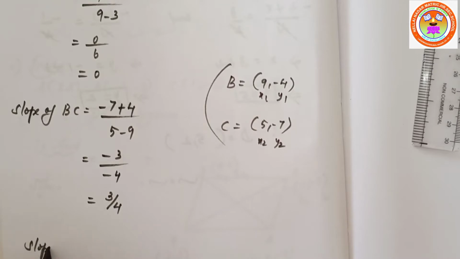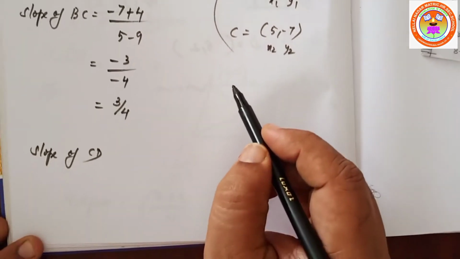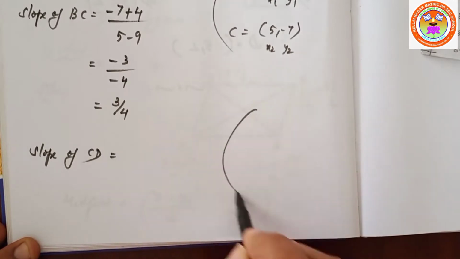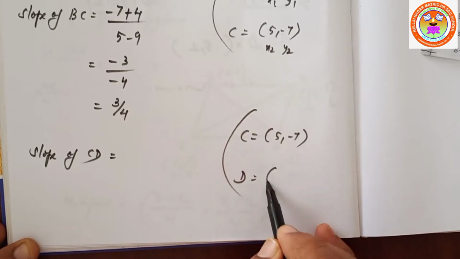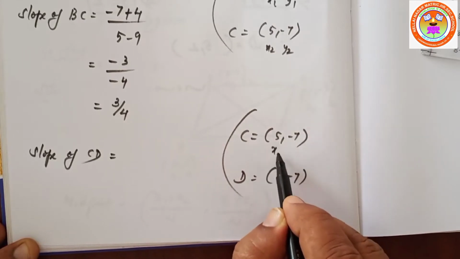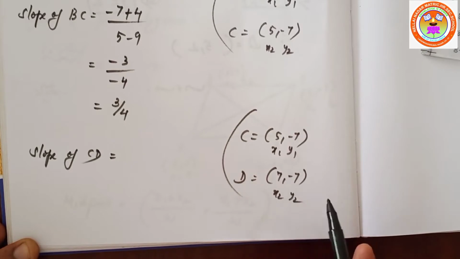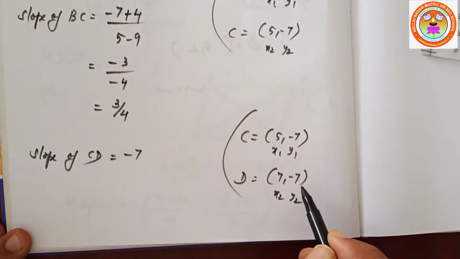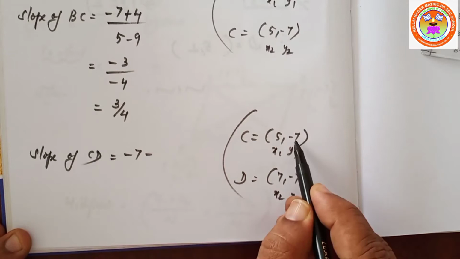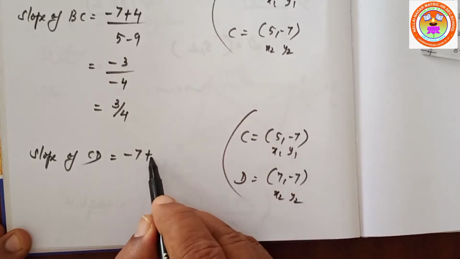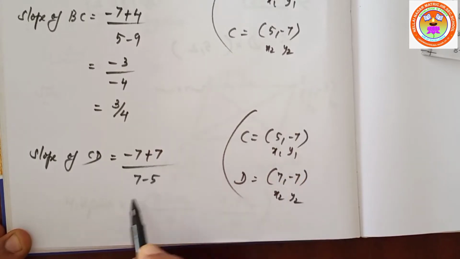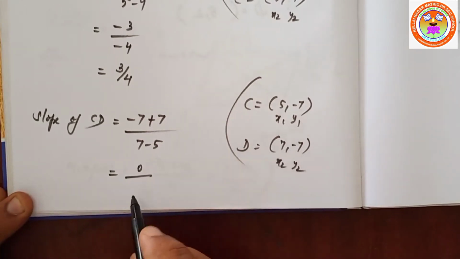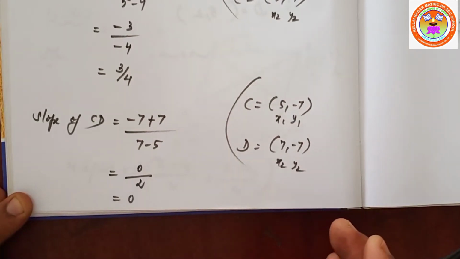Now slope of CD, same formula. Write the points C and D here. C is given (5, -7), D is (7, -7). Consider them as x1, y1, x2, y2. y2 is minus 7 minus of y1 that is also minus 7, minus into minus plus 7, divided by x2 minus x1 that is 7 minus 5. Minus 7 plus 7 is equal to 0. 7 minus 5 is equal to 2. 0 by 2 is equal to 0.